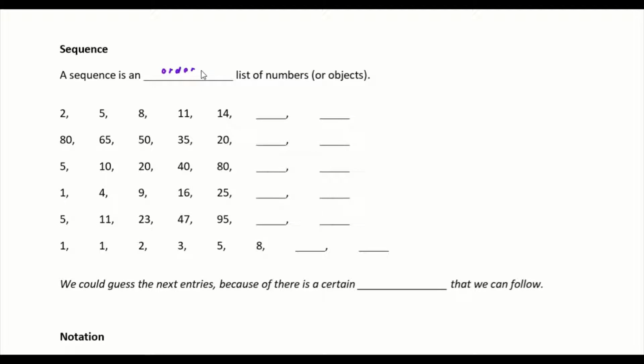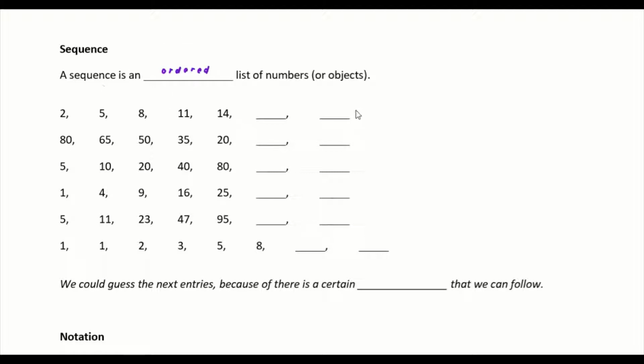Okay, so for this topic, we are going to focus on the part for numbers. But normally we can do objects as well, for example, A, B, C, D, E, then F, G, and so on. So it's like a list of numbers or objects which is in order. This is the main point of a sequence.